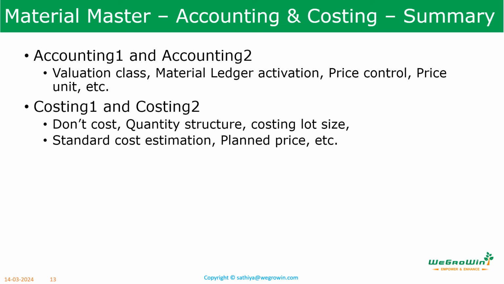In this session we discussed various attributes in accounting 1 and accounting 2: valuation class, material ledger activation, price control, price unit, etc. And then costing 1 and costing 2, like do not cost, quantity structure, costing lot size, the planned price, standard cost estimation, and many other things.